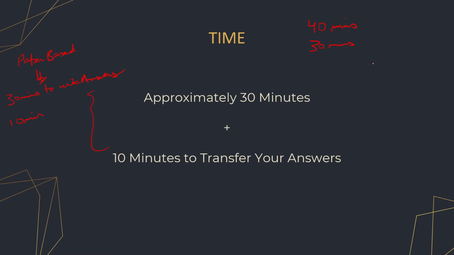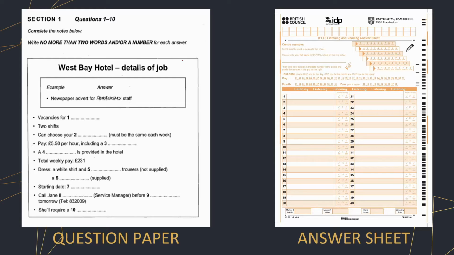But keep in mind, if you opt for the online exam, you'll only be given 30 minutes to write the answers and an additional 2 minutes to review the answers. You wouldn't be given the 10 minutes to transfer your answers as in the case with paper based, because we'll be directly writing the answers on the computer. So this is how a question paper looks like, and this is how an answer sheet looks like.